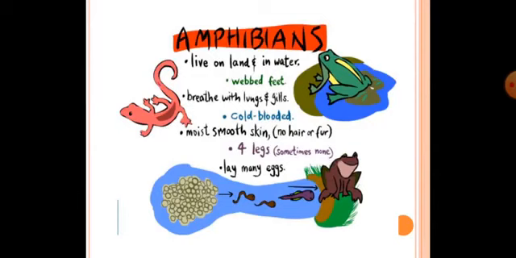Amphibians. Amphibians live on land and in water, and they have webbed feet. They breathe with lungs and gills, and they all are cold-blooded animals. They have moist, smooth skin, and they have no hair or fur. They all have 4 legs. They lay many eggs.